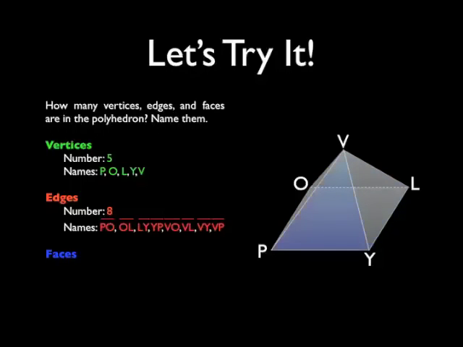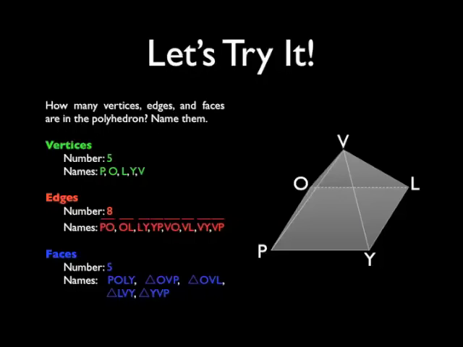So there are 5 faces, and you will notice that the base was a quadrilateral, and then the 4 other faces were triangles. And there you go. Those are the edges, the faces, and the vertices of this polyhedron.